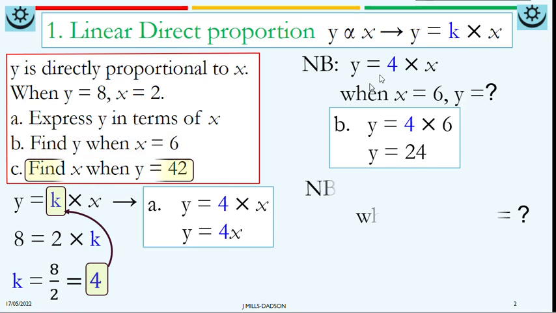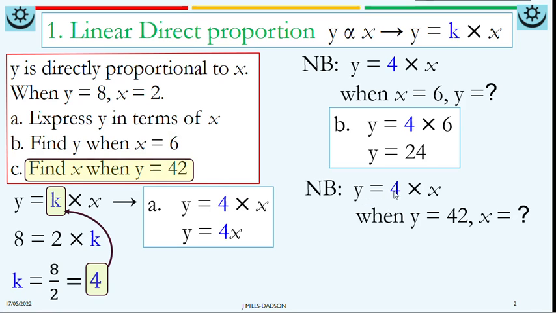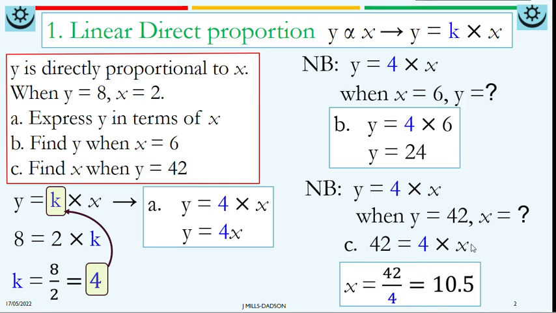For C part, still remember the formula, y equals 4 times x. What this actually means is, when y is 42, what will be x? Also substitution. We substitute 42 in place of y. 42 equals 4 times x, and we solve for x. So we do this by dividing through by 4. If we divide through by 4, x will be 10.5. So this is an example of a linear direct proportion.